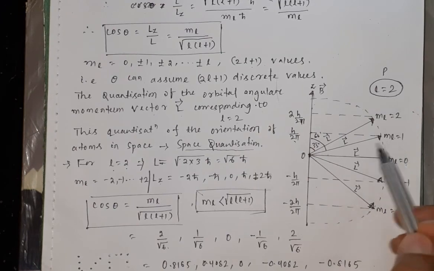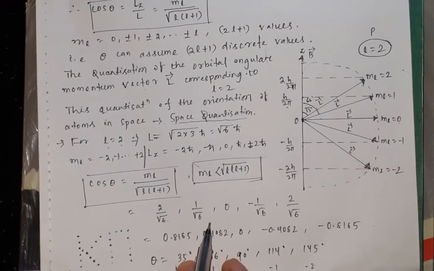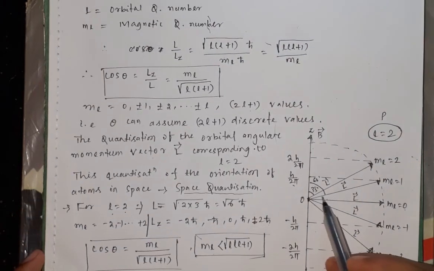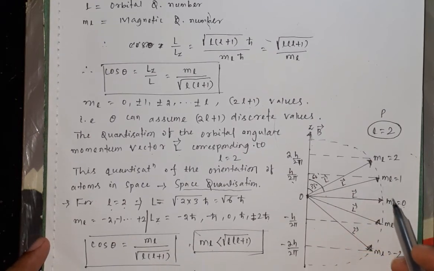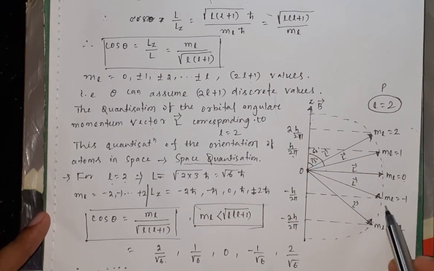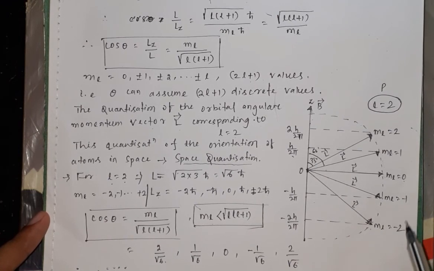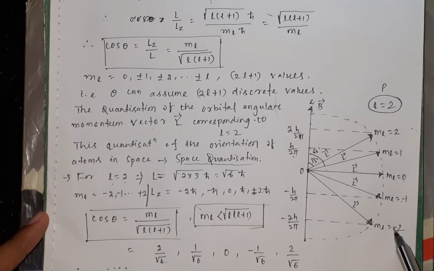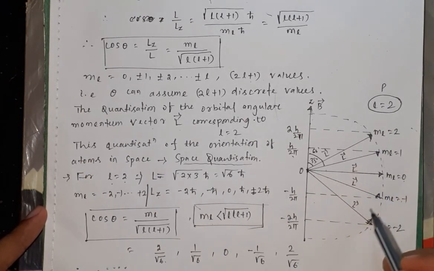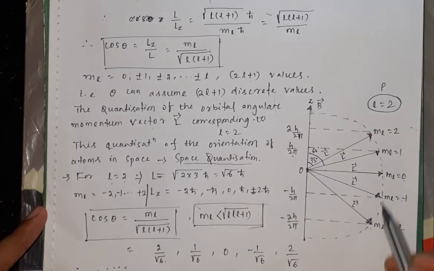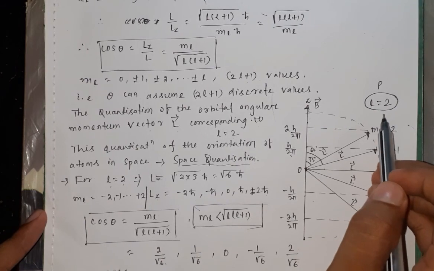Similarly, for ml equals 1, theta equals 66 degrees, and for ml equals 2, theta equals 35 degrees. In the reverse direction, theta is 114 degrees and 145 degrees for ml equals minus 1 and minus 2 respectively. So the space quantization takes place in this way. This is very important, and I have done this for l equals 2. You can do it for different values of l.